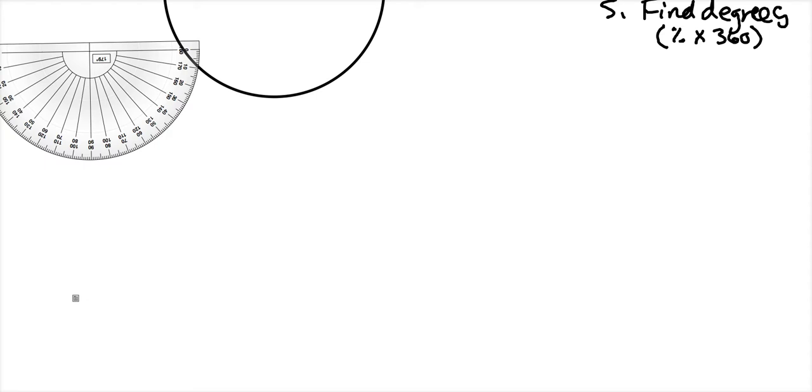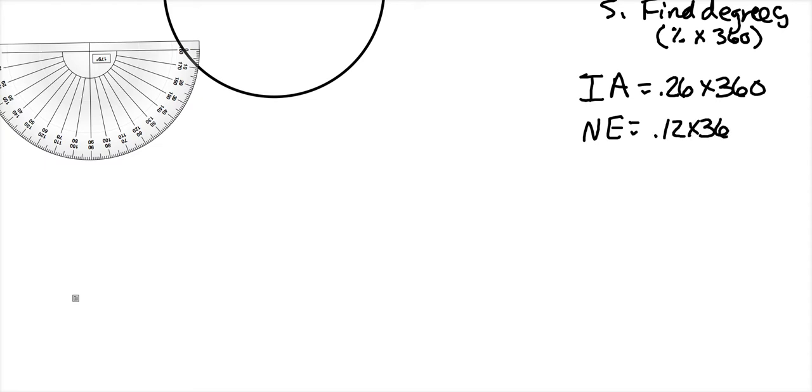So that's going to be Iowa, which is, let's see, do we even have the same? Yeah, we'll have to use the, okay, so Iowa is going to be 0.26 times 360. And then Nebraska is going to be 12%, so 0.12 times 360. And we have Illinois, which is going to be 8%, times 360. We have Minnesota, which is 8% again, so 0.08 times 360.